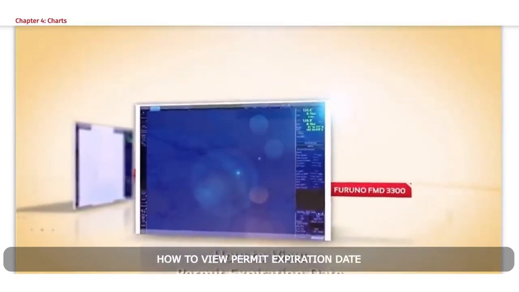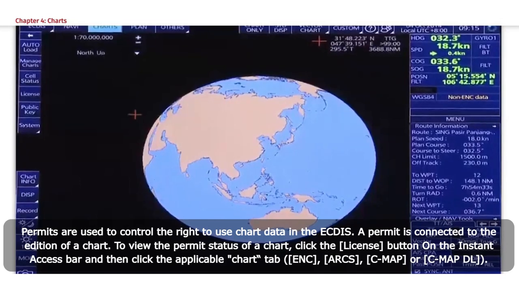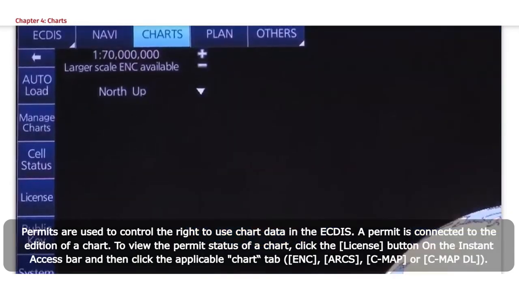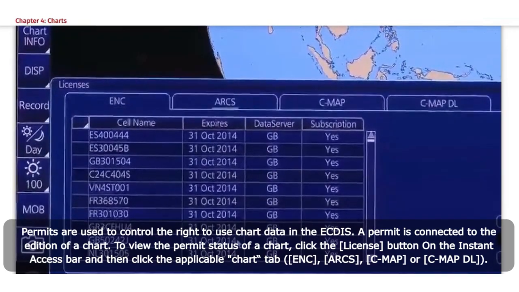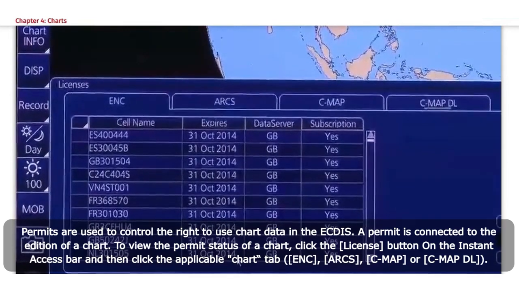How to view permit expiration date. Permits are used to control the right to use chart data in the ECDIS. A permit is connected to the addition of a chart. To view the permit status of a chart, click the License button on the Instant Access bar and then click the applicable chart tab, ENC, ARCS, CMAP or CMAP DL.